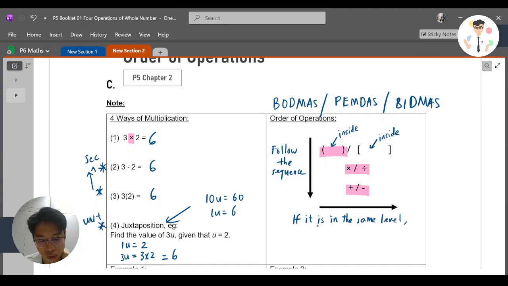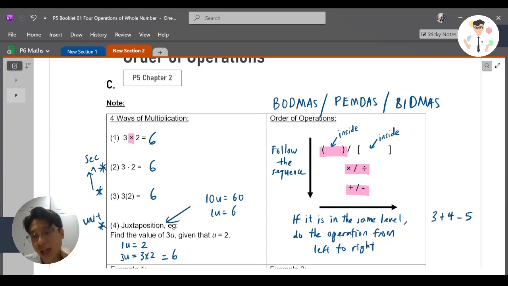what you will need to do is you need to do the operation from left to right. Okay, so example 3 plus 4 minus 5. Which one should you do first? You're supposed to do 3 plus 4 first, then you minus 5. Okay, that is basically what it means.